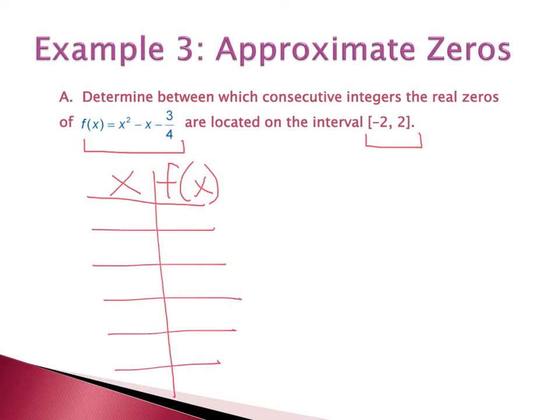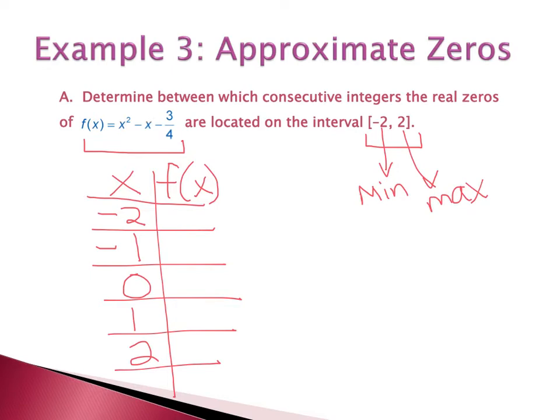Okay, so what we have here is an x value and an f of x value. We are going to locate all the real zeros between -2, which is our minimum x value, and +2, which is our maximum x value. So I'm going to fill out my table here from -2 to +2. I'm going to go from -2 to -1 to 0 to 1 to 2, and find the y values that correspond with each of these x values.